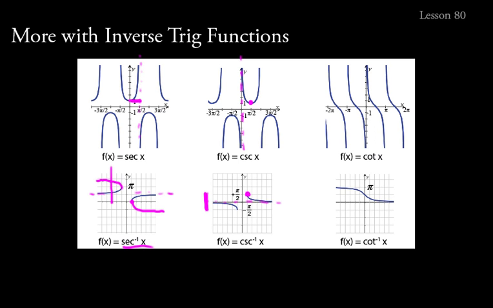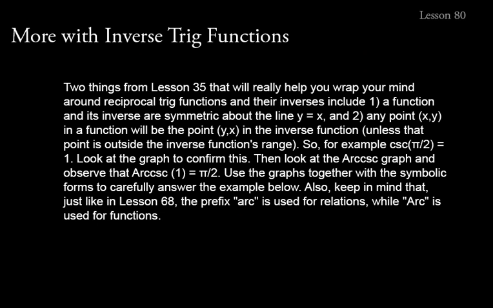And then cotangent, you can see there, we're going from a horizontal asymptote at 0 to a horizontal asymptote at pi, because we had a vertical asymptote at 0 here and a vertical asymptote at pi there. Refer back to these graphs as you need to. You may even want to sketch these in your notes so that you have a quick reference place for them, and it'll just help you get your mind around the different problems that we're going to do. Here are 2 things from Lesson 35 on inverse functions that will really help you wrap your mind around reciprocal trig functions and their inverses.